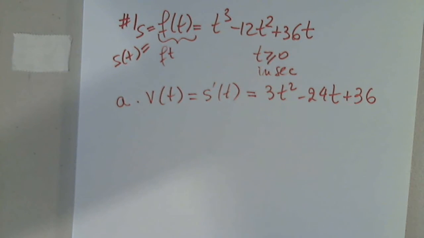Part B. What is the velocity after? Yes, please, go ahead. So what is under t is greater than or equal to 0? What does that say? In seconds. T is measured in seconds. Thank you. Thank you.